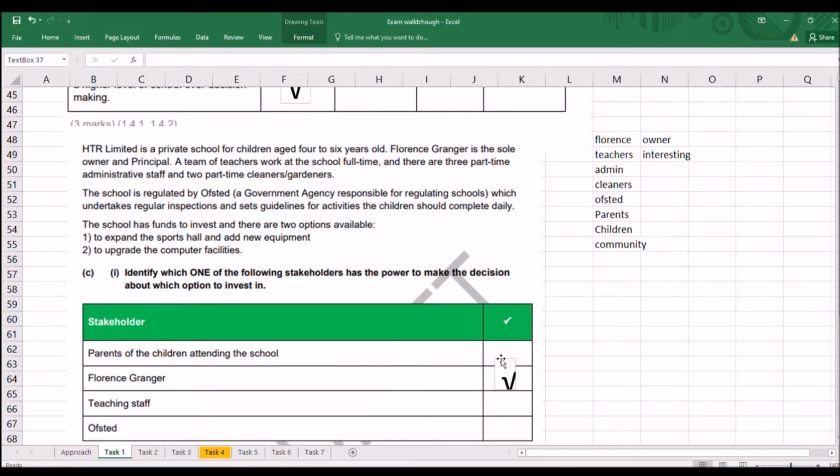Teaching staff. No, they have an interest. In fact, they have a big interest in this one, but they don't have a decision. And Ofsted definitely wouldn't make the decision because it would undermine its independence.